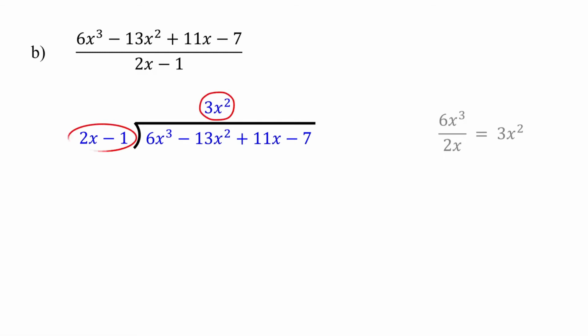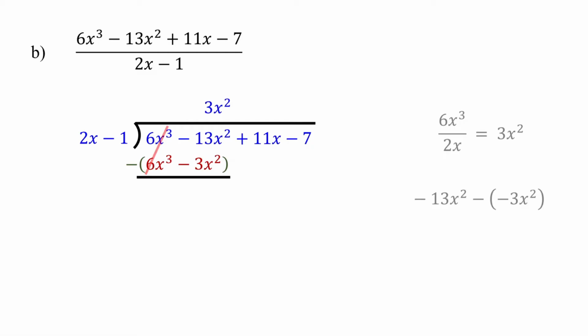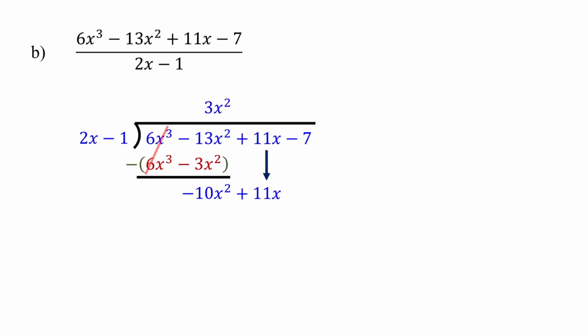Next, multiply. 3x squared times 2x gives us 6x cubed. 3x squared times negative 1 is negative 3x squared. Next, subtract. The first terms cancel out, right? Negative 13x squared minus negative 3x squared gives us negative 10x squared, right? Then, bring down the next term. Now, repeat the three steps until the degree of the remainder is less than the divisor.